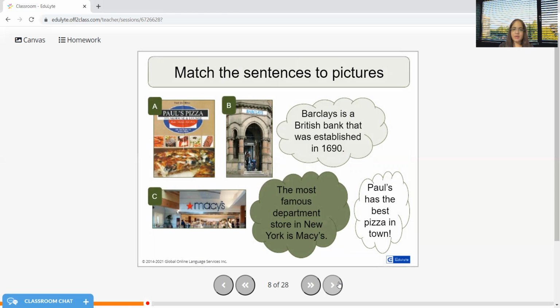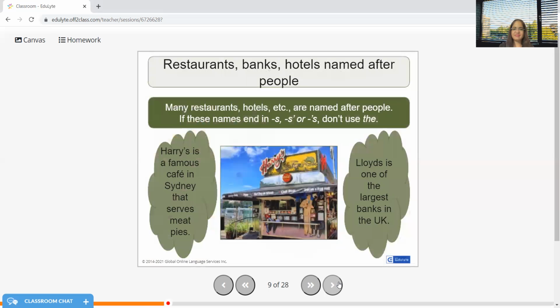Barclays is a British bank that was established in 1960. That is referring to picture B. The most famous department store in New York is Macy's. It is picture C. And Paul's has the best pizza in town, which is a photograph. So restaurants, banks, hotels named after people. Many restaurants and hotels are named after people. If these names end in S or ES, we don't have to use the before them.